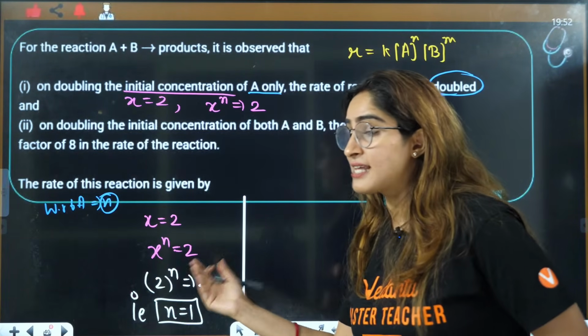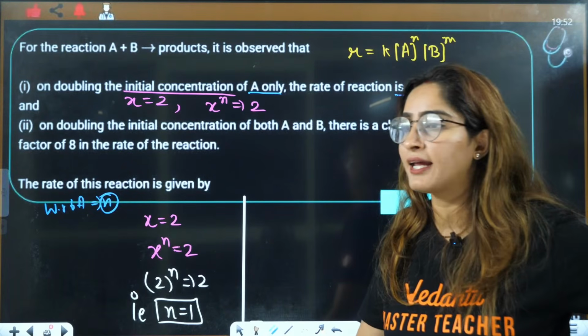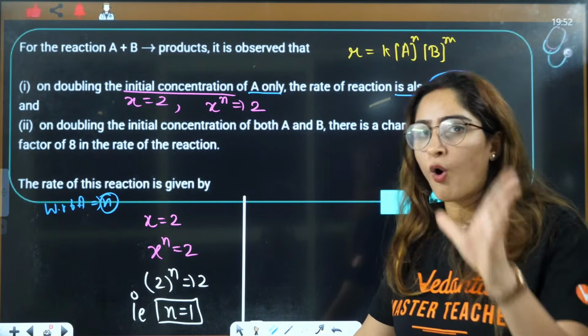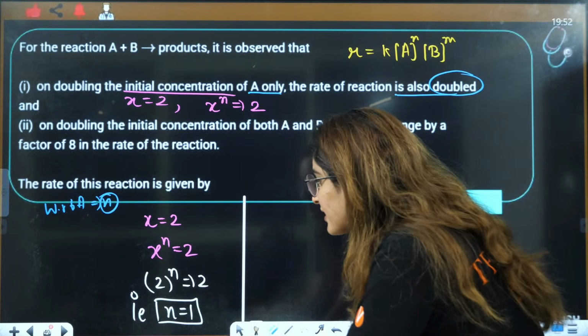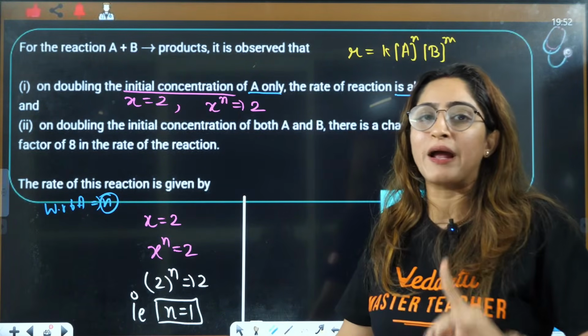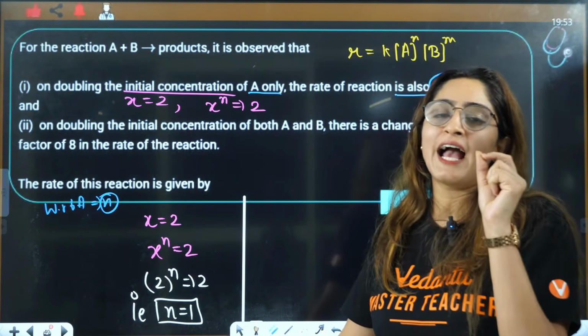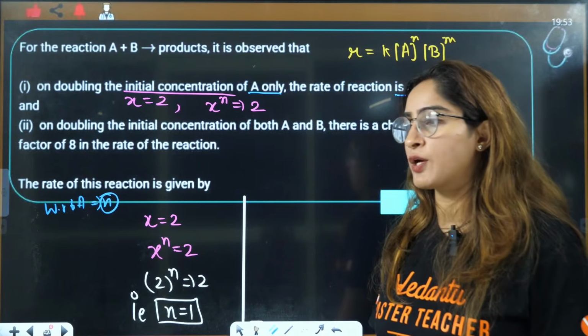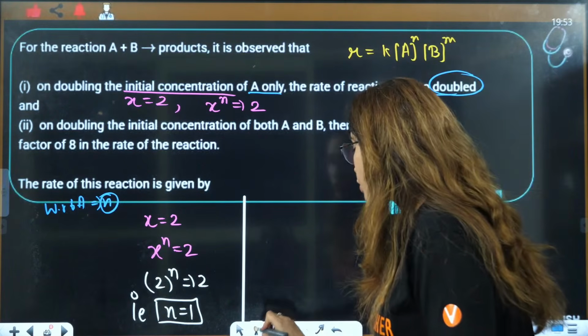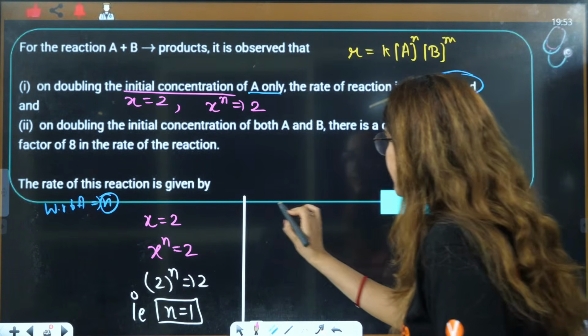In just seconds, you have answered this, right? That is the benefit of that formula. In just seconds, you will be able to answer that n has to be, with respect to A, the order of the reaction has to be 1. Only then 2 raised to power n is equal to 2. Those who are not able to understand this, see this thing.